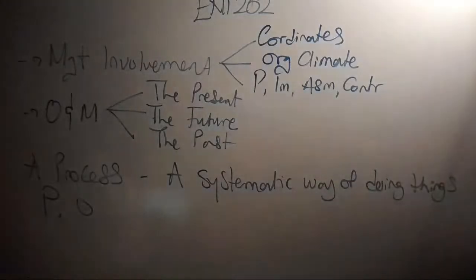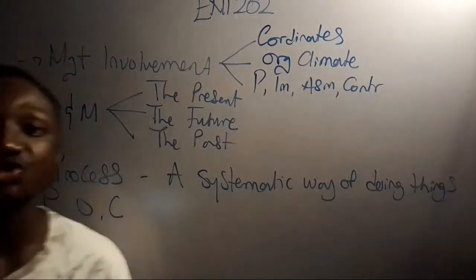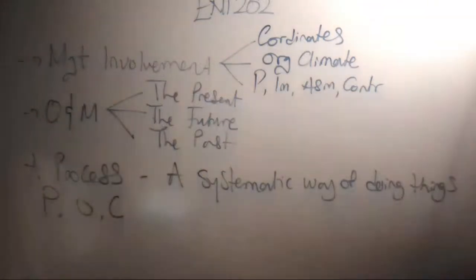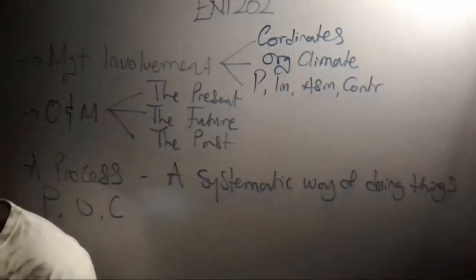So we also have controlling. Controlling is the process of ensuring that actual activities conform to planned activities. The process of ensuring that the instruction being given is followed and adhered to.